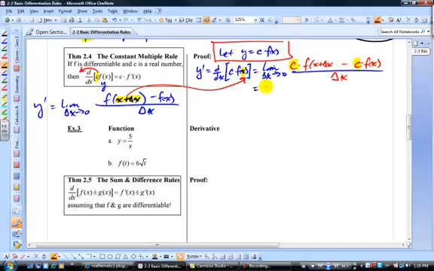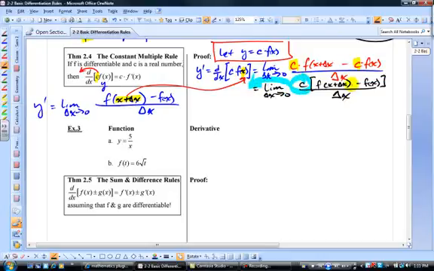So I've got the limit as delta x approaches 0 of c times f of x plus delta x minus f, all divided by delta x. And if you remember, one of the properties in limits is that I can take this c here and distribute it out.